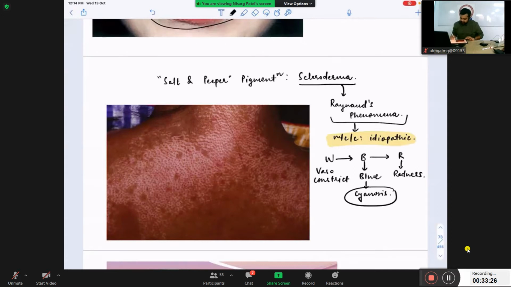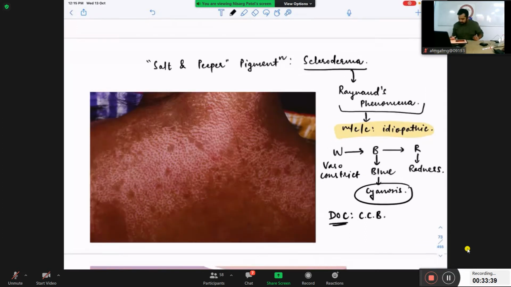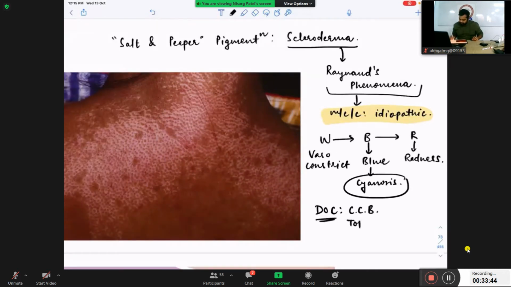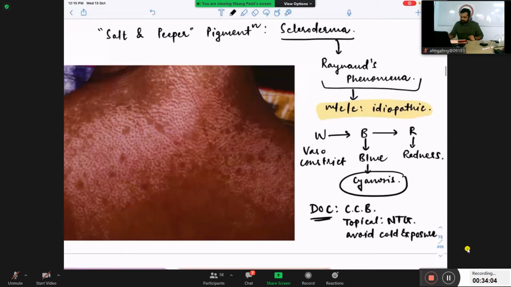Drug of choice in scleroderma. It is a calcium channel blocker. So you will look for any calcium channel blocker in the options. Topical you can apply nitroglycerin. And avoid cold exposure. Cold exposure should be avoided.